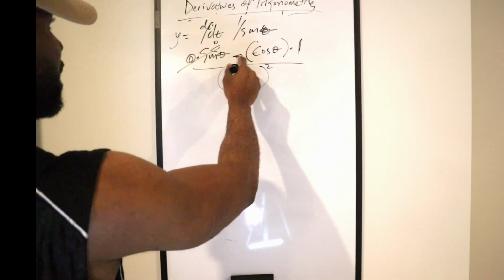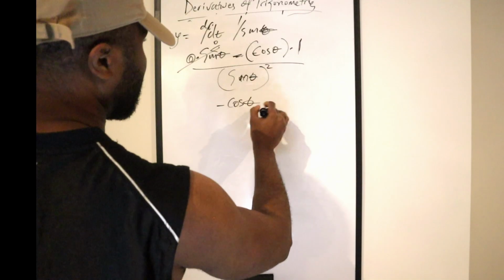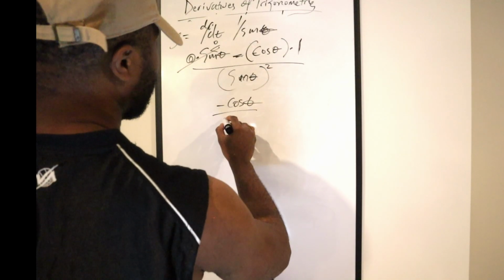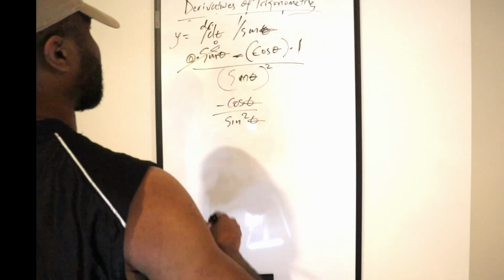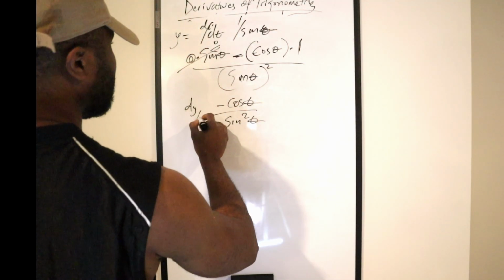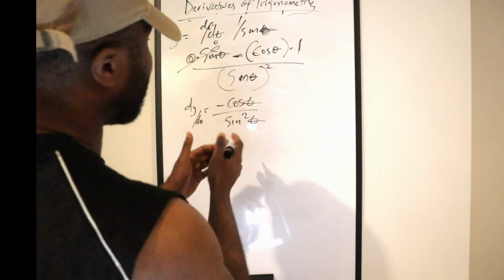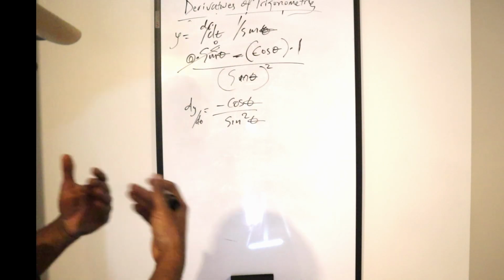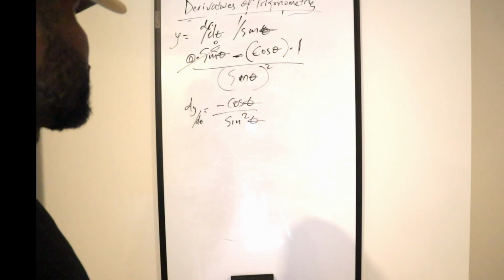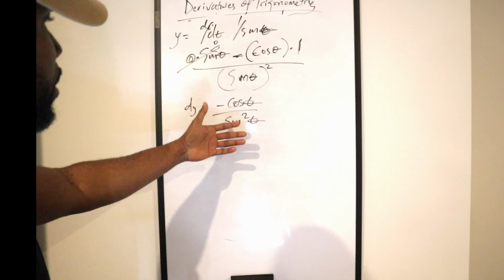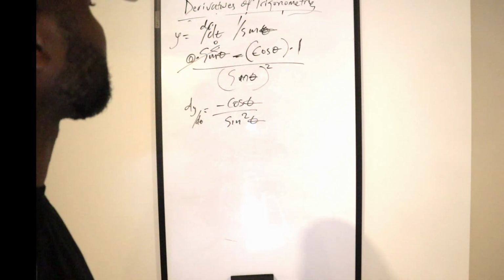Now we're left with minus cos theta, so minus cos theta divided by sine squared theta. So this is dy over d theta. Looking at this equation, we can actually break it down further in order to simplify our answer. Okay, so we have the denominator here, sine squared theta, and the numerator, cos theta.